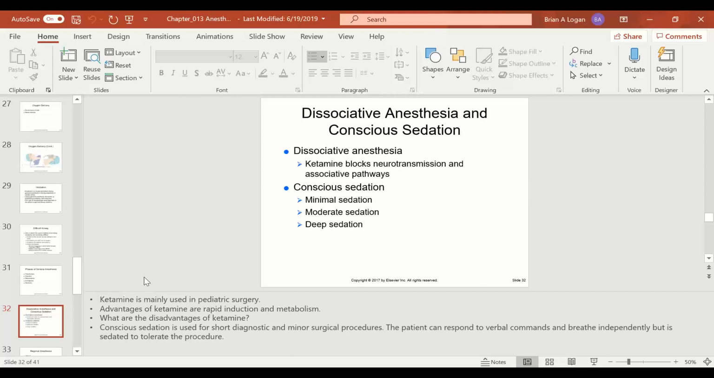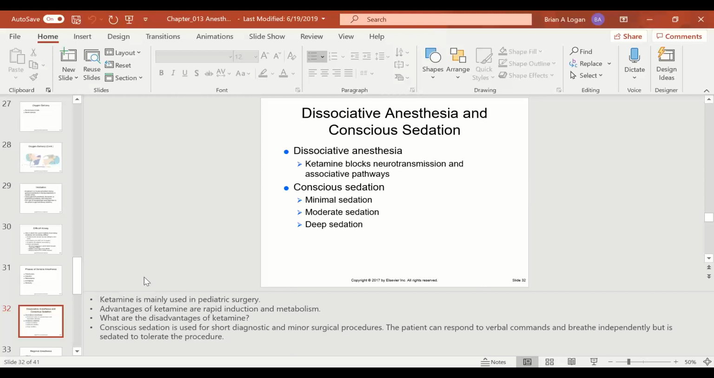So, dissociative anesthesia, that's ketamine. Like I said, typically used in pediatric surgery. It's a rapid metabolism. They give it to you, and by the time they put you to sleep, the ketamine's already worn off. Some of the disadvantages to ketamine, though, are that dissociativeness, because the patient is still in there. They're still conscious of everything that's going on. They just can't do anything. And that may cause a little bit of fear and anxiety and ramp up the stress hormones inside of a patient.